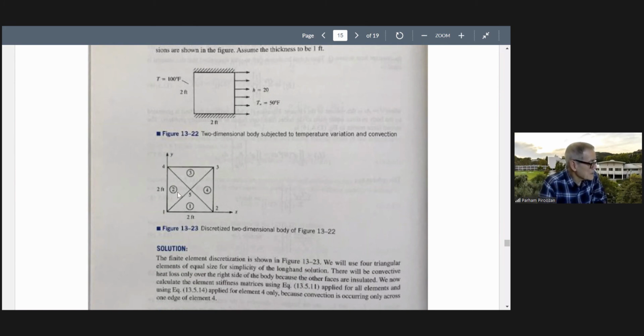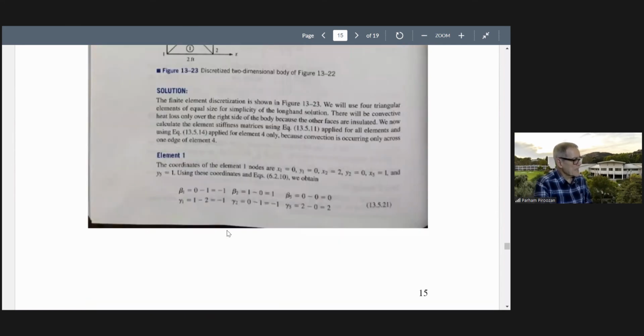Remember, label this counterclockwise. So element 1, nodes 1, 2, 5. Element 2, for example, it is 1, 5, 4. Go counterclockwise. Element 3, it is 4, 5, 3. And element 4, it is 2, 3, 5, for example, counterclockwise. So with this one, we need to find element stiffness matrix k. We need these betas for element 1. These are betas and gammas. These are coordinates of these nodes.